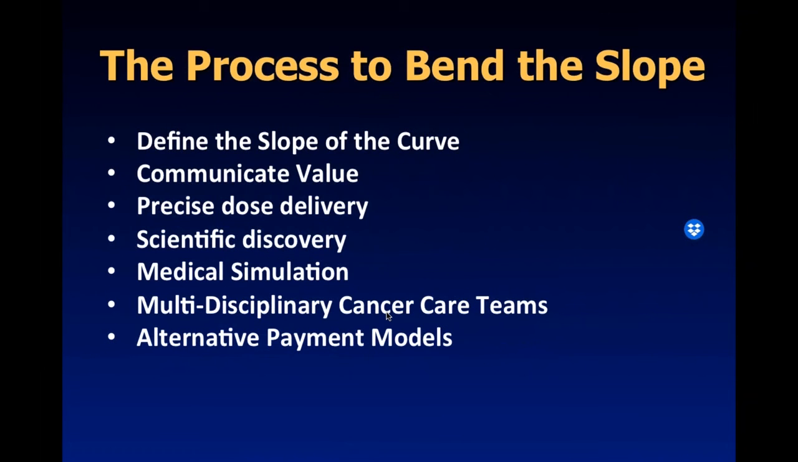So in order to bend the slope of the brachytherapy curve, there's going to need to be several different processes, and we'll talk about where the slope is currently. First, we have to define what the slope of the curve is, understand and communicate the value, define the precise dose delivery, show how brachytherapy can be incorporated into scientific discovery, demonstrate where we are with medical simulation, and show the importance of multidisciplinary cancer care teams with alternative payment models. So these are some of the areas that I'm going to be focusing my talk on today.